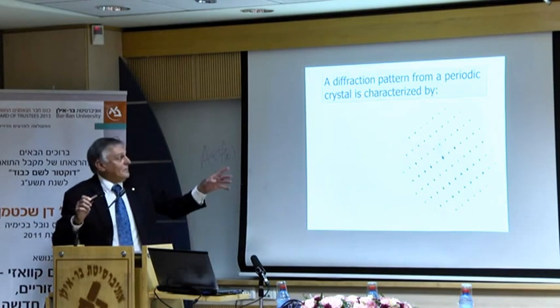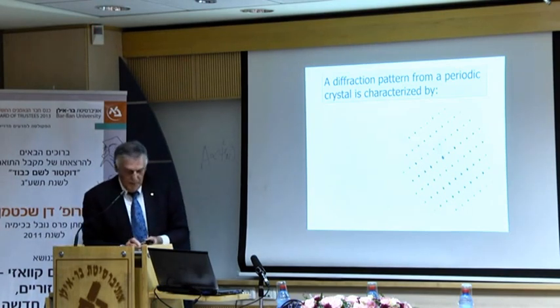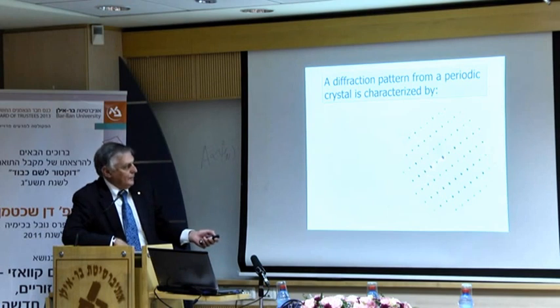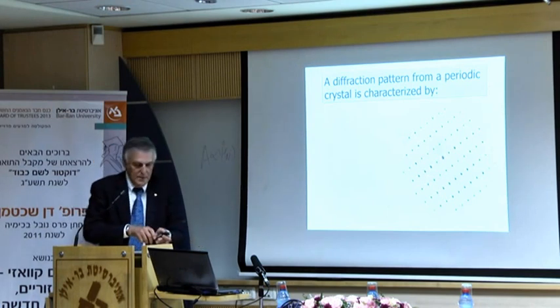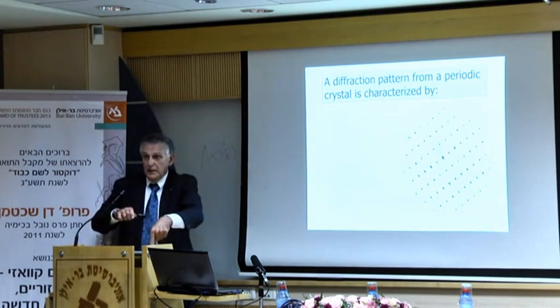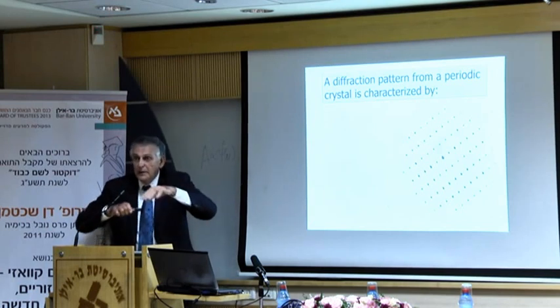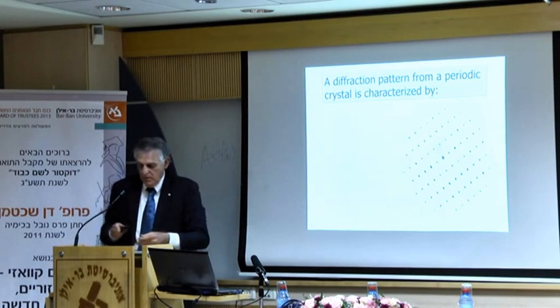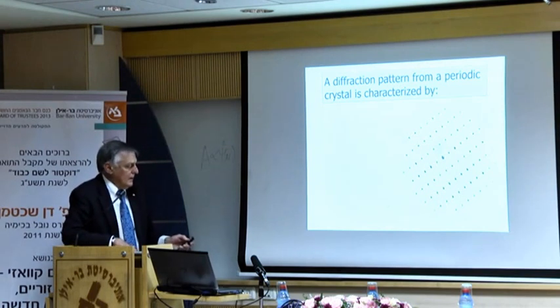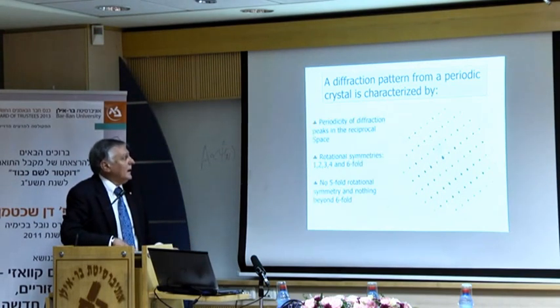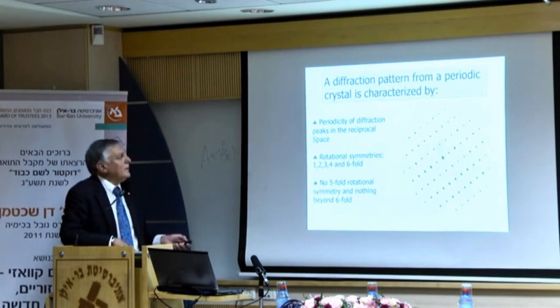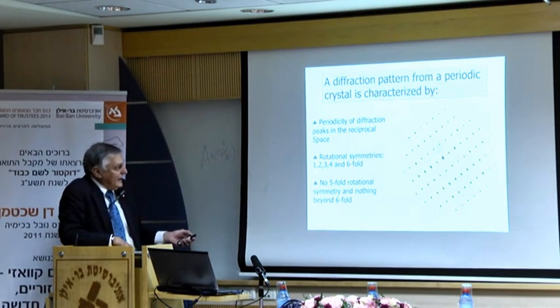So this is what happens. The transmitted beam is the fat one in the center; this is the beam that goes through and hits the center. All the other beams are diffracted beams. So this is a diffraction pattern. And also there is periodicity in this diffraction pattern. You can clearly see that there is periodicity. The rotation symmetries that are allowed are, again, 1, 2, 3, 4, and 6, no 5, and nothing beyond 6.